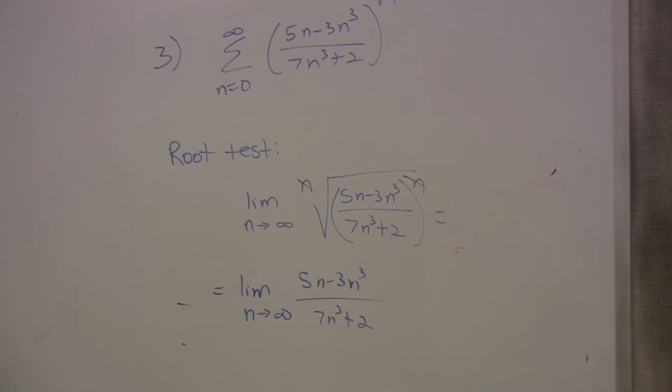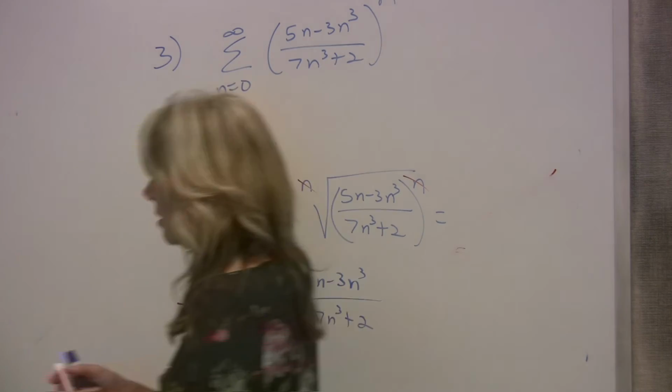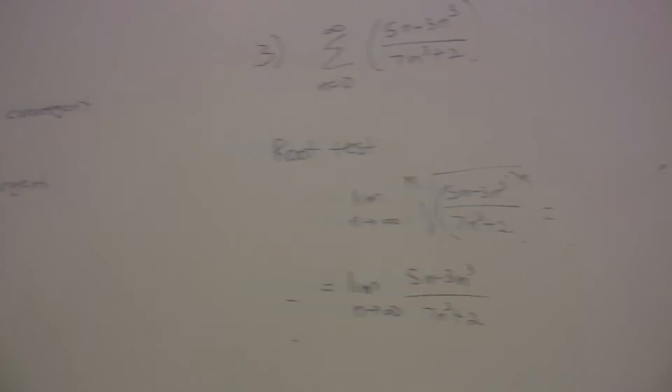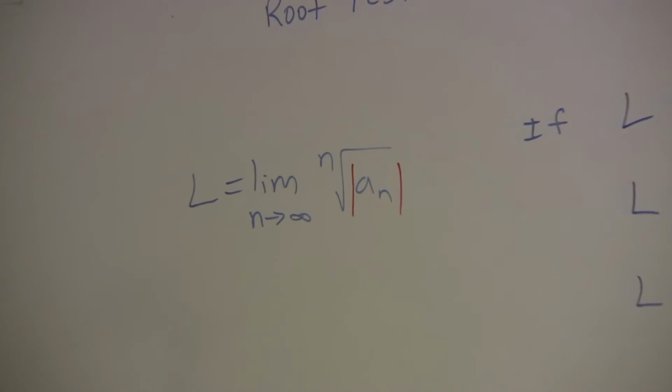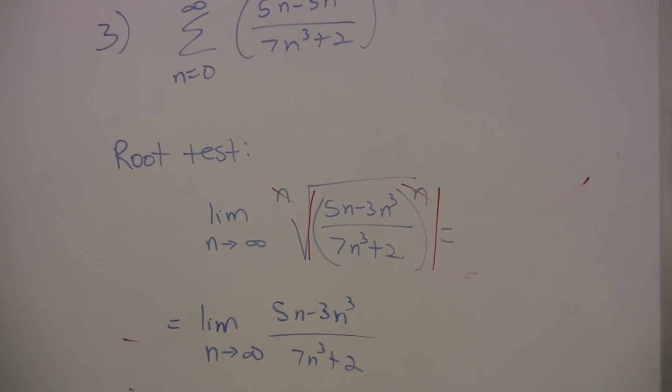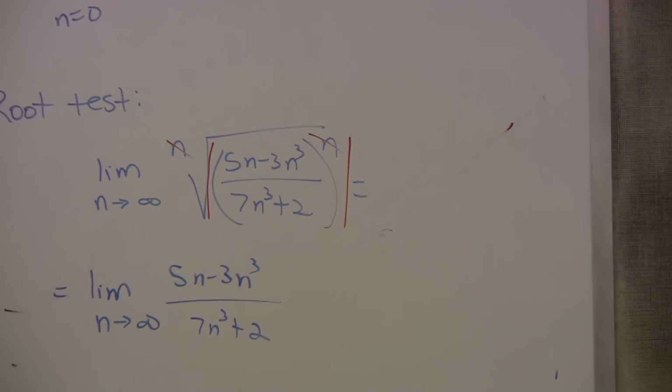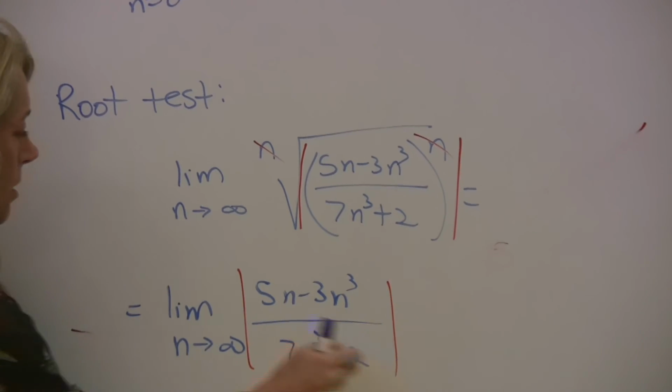Oh, by the way, I forgot to put the absolute values on my root test. Forgot to put my absolute values here and here. The reason you need absolute values on your root test is you don't want to take, like, a square root of a negative, right? That'd be all bad. So we have absolute values here.